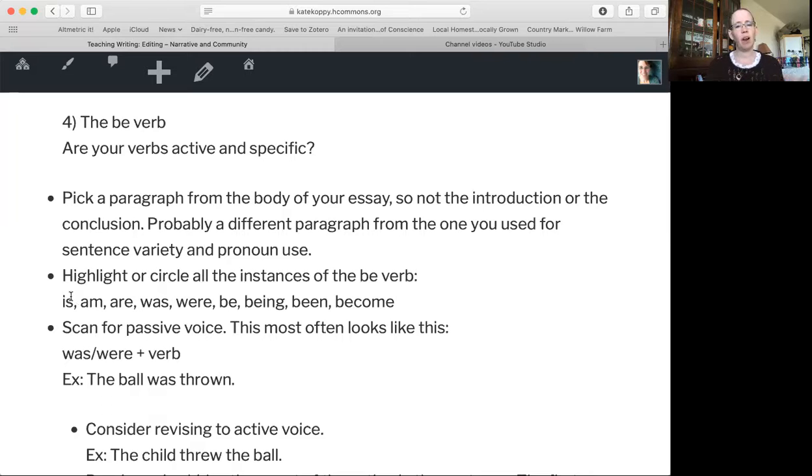So choose a paragraph in the body of your essay, so not your introduction and not your conclusion, and take a moment to highlight all of the instances of the be verb. Those are listed for you here. Is, am, are, was, were, be, being, been, become. All those words, if you use them in a paragraph, go ahead and highlight them. While you're doing that, I'm going to rearrange my screen here a little bit.